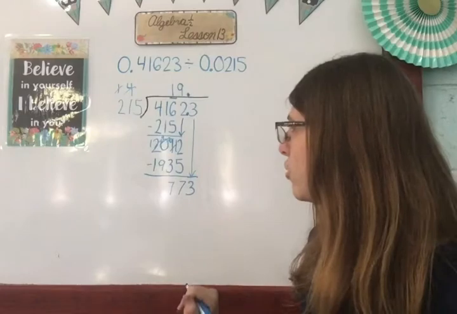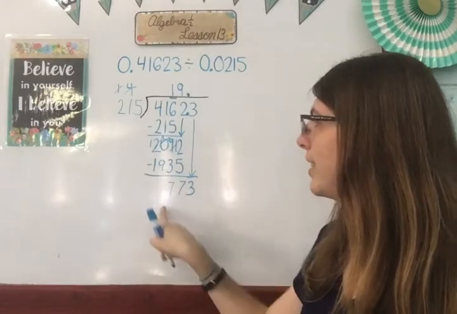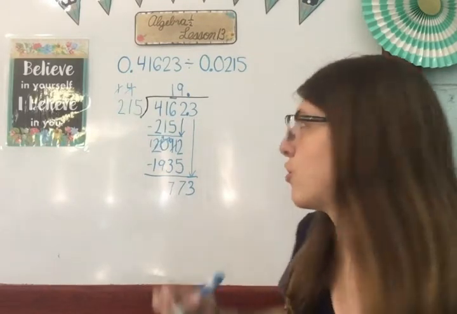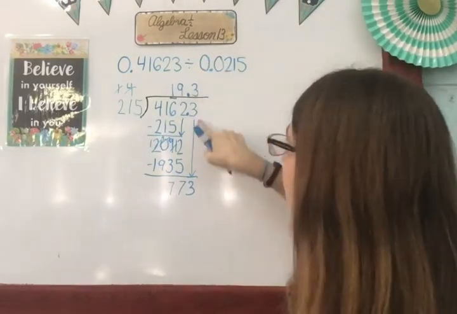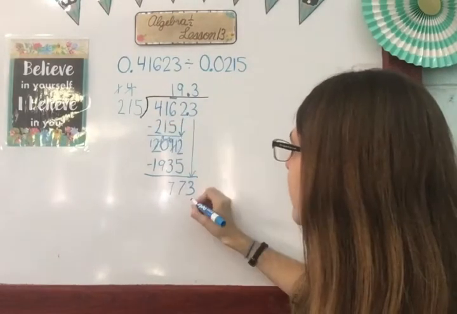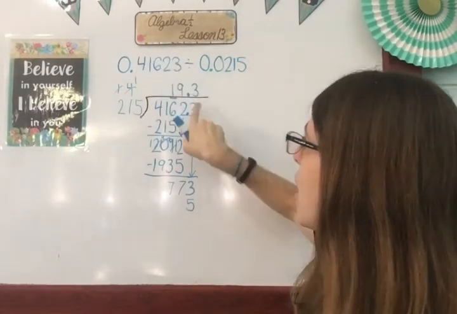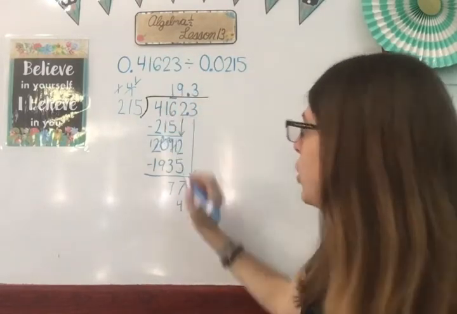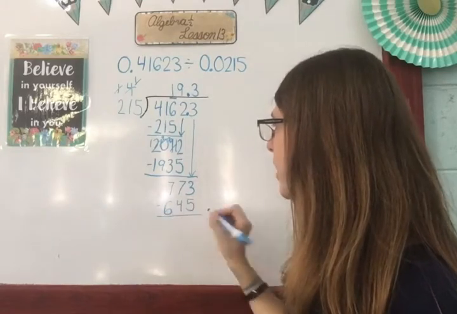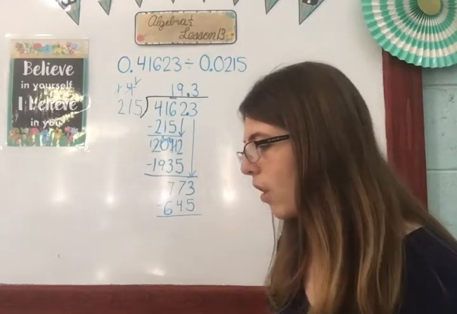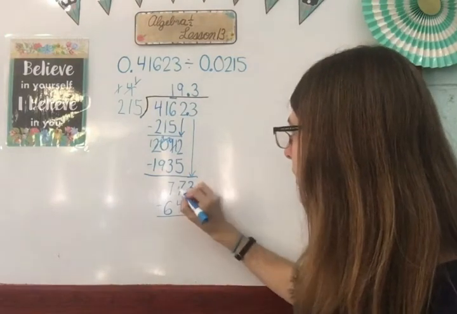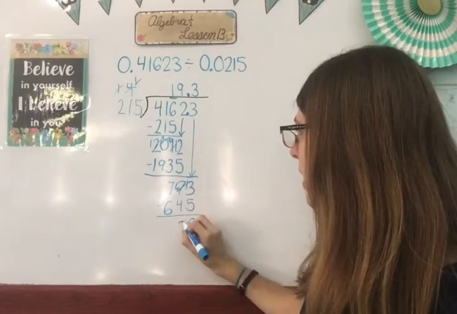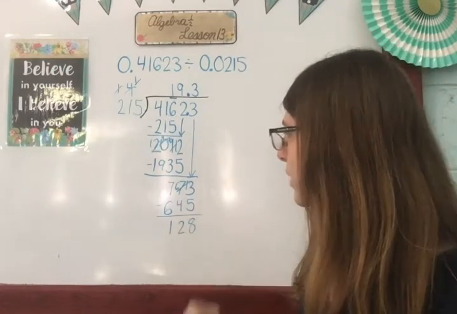215 into 773. 2 goes into 7 about how many times? About 3 times, right? So I'm going to try that. Put it right here above my 3. 3 times 5 is 15. Carry my 1. 3 times 1 is 3, plus 1 is 4. 3 times 2 is 6. So I have 645. Okay? Now I'm going to subtract. Borrow. 13 minus 5 is 8. 6 minus 4 is 2. And 7 minus 6 is 1.